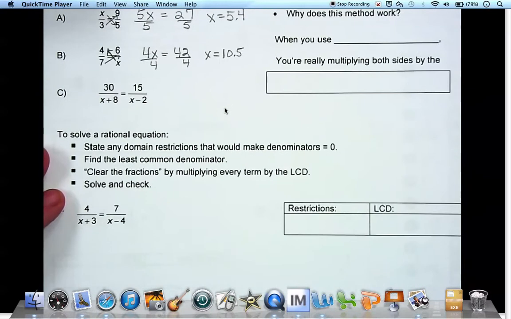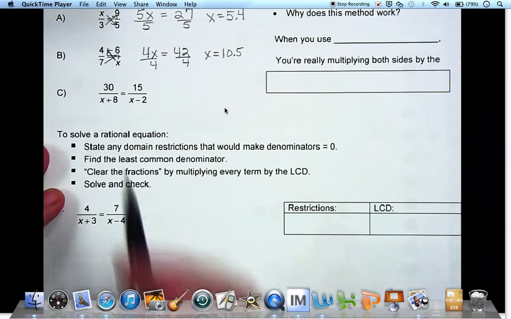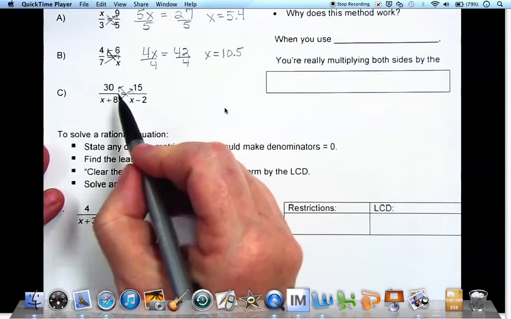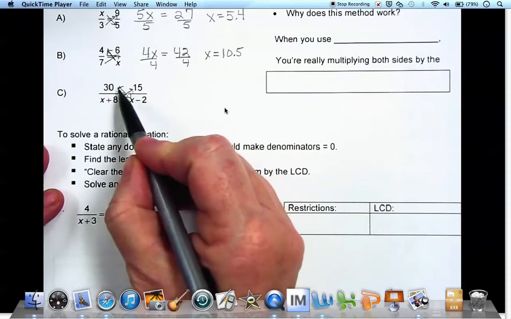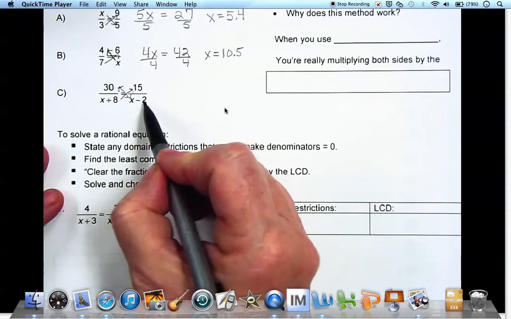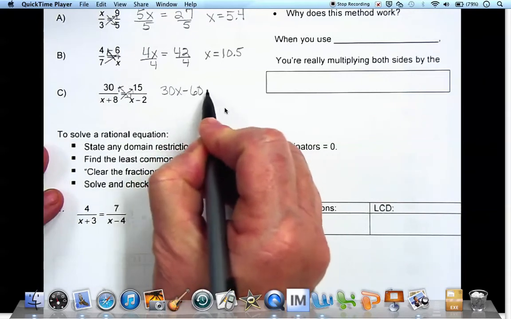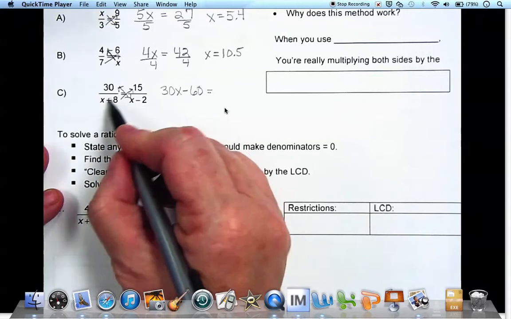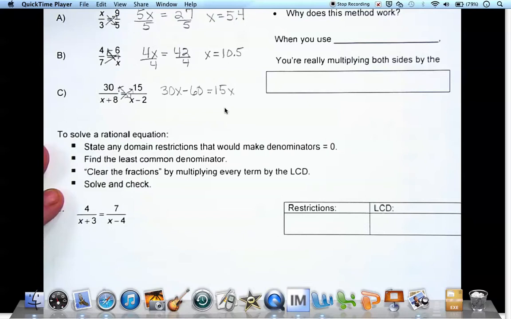We've got 30 over x plus 8 equals 15 over x minus 2. And we're going to cross multiply these just like we did those up there. So 30 times x minus 2 is 30 times x and 30 times negative 2. So we'll have 30x minus 60 equals, same thing with 15 times x plus 8. 15 times x is 15x plus 15 times 8, which is 120.